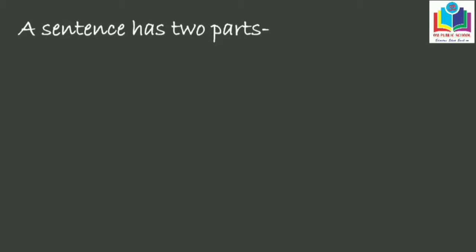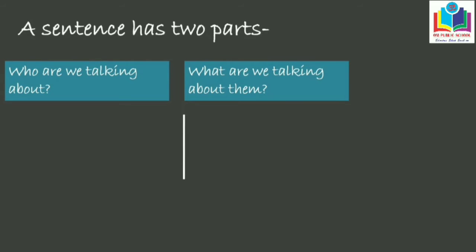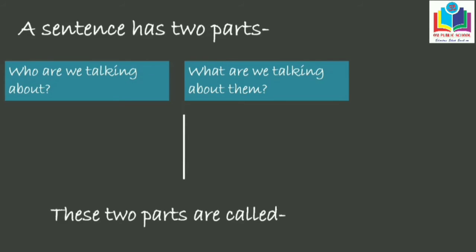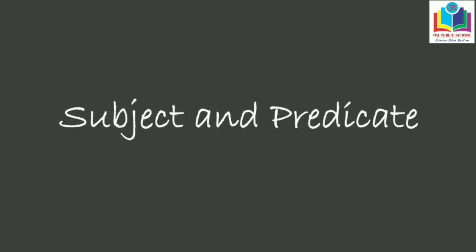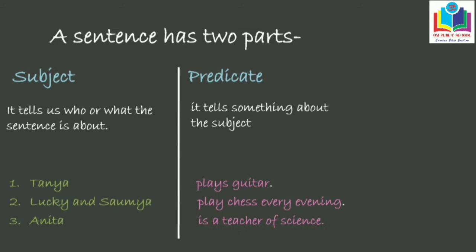Let me tell you about the two parts of a sentence. The first part is who are we talking about, and the second part is what are we talking about them. And these two parts are called subject and predicate. So our topic for today is subject and predicate. Before naming the topic itself, I have explained to you what is the meaning of subject and what is the meaning of predicate. Let's take a look at it all over again.